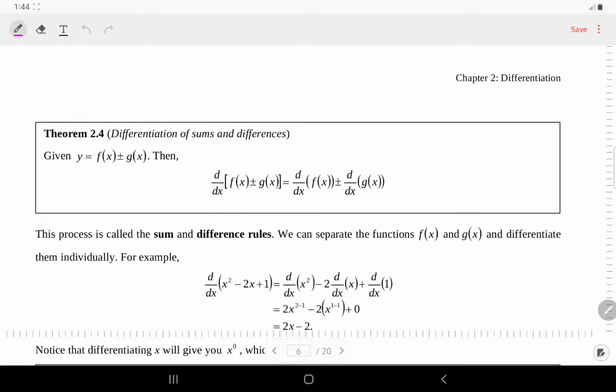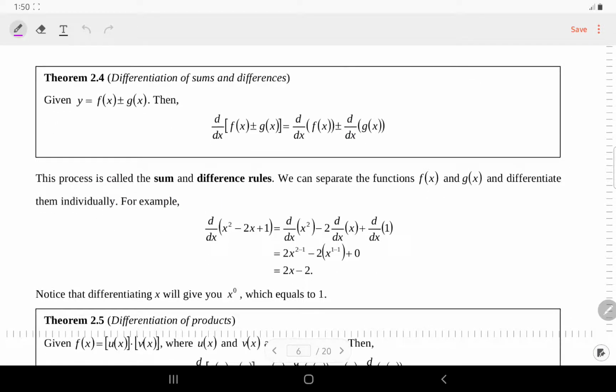Okay, and then theorem 2.4. This theorem says that if you have two functions with the relation of plus or minus here, this function plus this function, or this function minus this function, you can split them out, differentiate the first function, and then plus or minus the differentiation of the second function. Okay, this process is called the sum and difference rule.